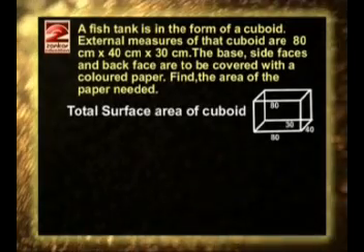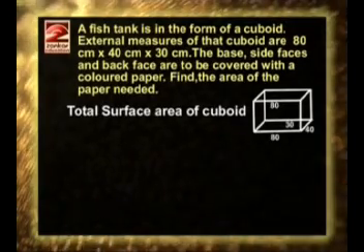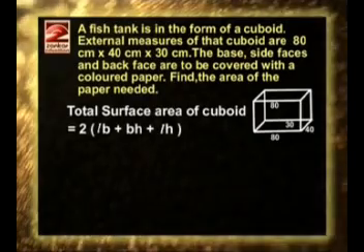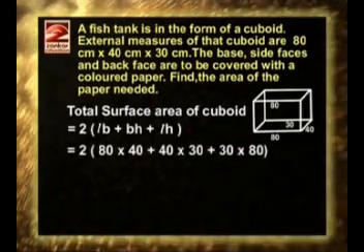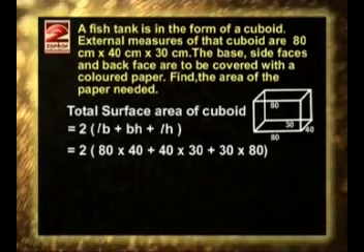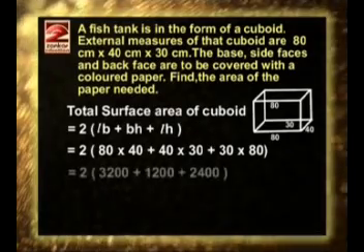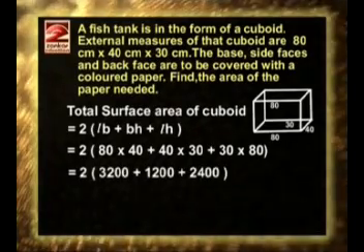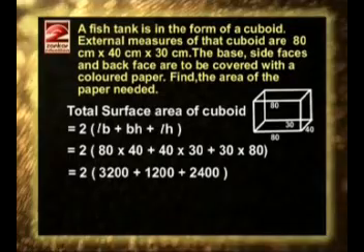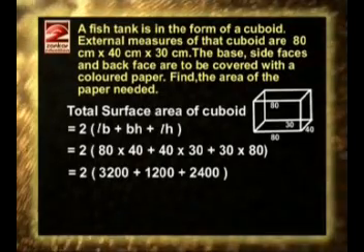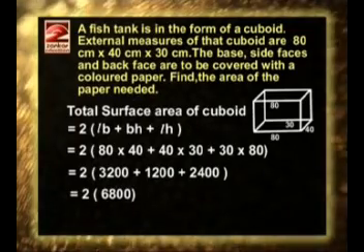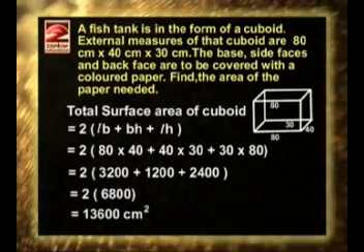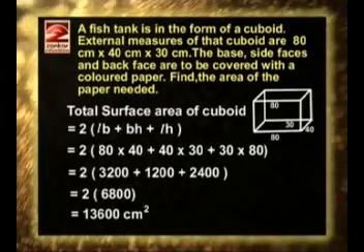Here, the total surface area of the cuboid is equal to 2 into bracket LB plus BH plus LH. That is equal to 2 into bracket 80 into 40 plus 40 into 30 plus 30 into 80. That is equal to 2 into bracket 3200 plus 1200 plus 2400. That is equal to 2 into 6800, that is equal to 13,600 centimeters square.